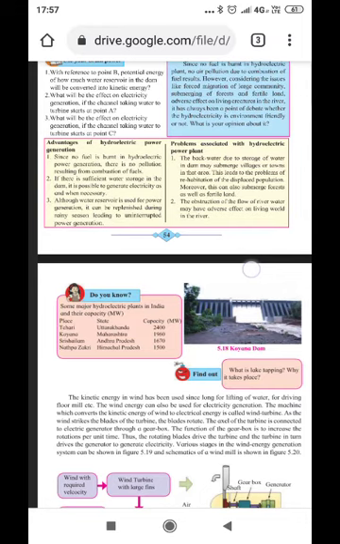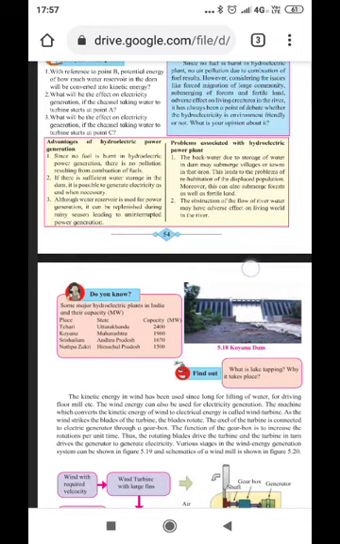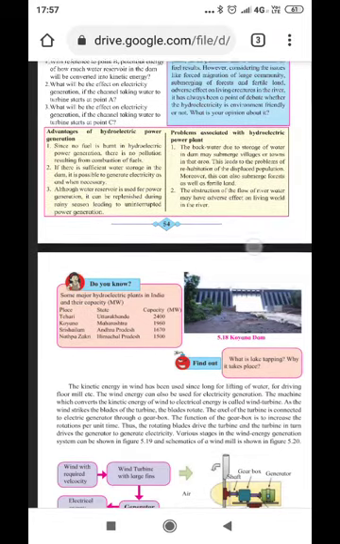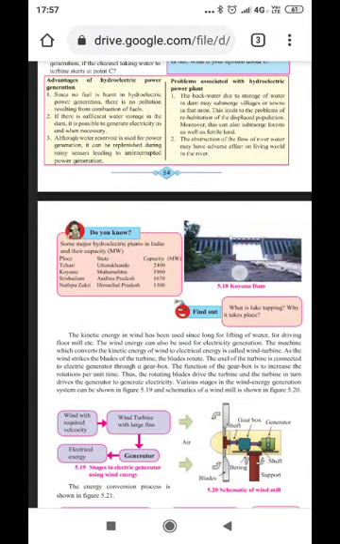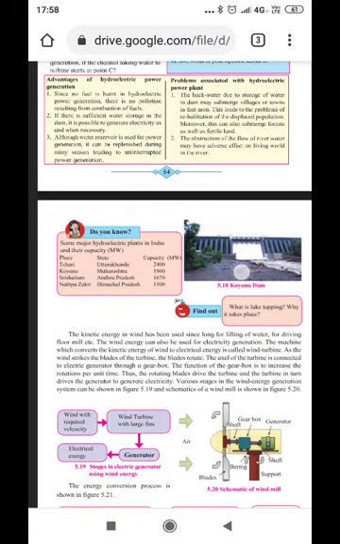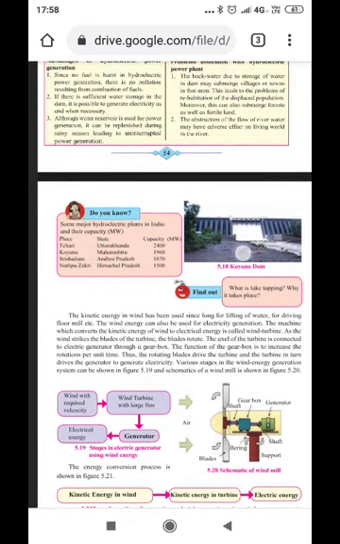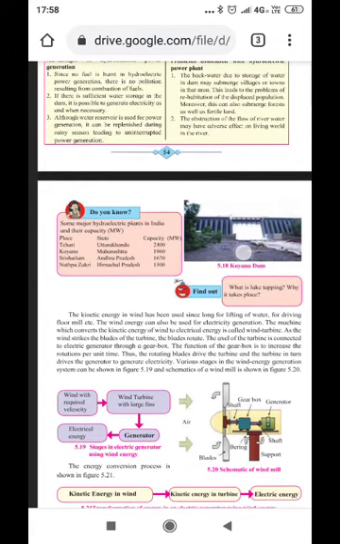Now we are going to discuss the advantages and disadvantages of the hydroelectric power plant. Since no fuel is burnt in hydroelectric power generation, there is no pollution resulting from the combustion of fuels. If there is sufficient water storage at the dam, it is possible to generate electricity when necessary. Although the water reservoir is used for power generation, it can be replenished during the rainy season, leading to uninterrupted power generation.